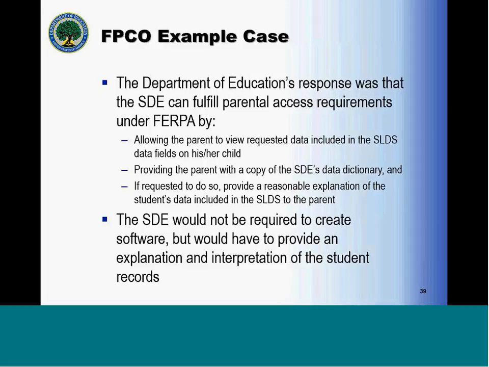FPCO responded that the State Department of Education could fulfill FERPA-required parental access by allowing the parent to view the data included in the state system that included their child's info and providing the parent with a copy of their data dictionary, and if requested to do so, provide a reasonable explanation of the student's data included in the state longitudinal data system to the parent. In this case, the state would not be required to create new software, but would need to provide explanation and interpretation of the student record.